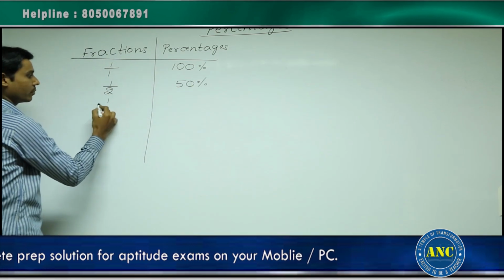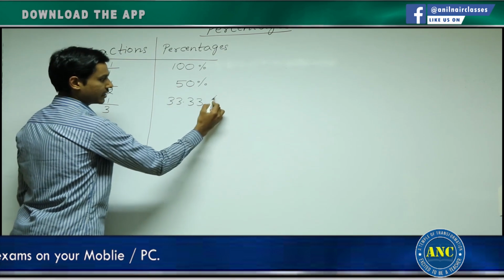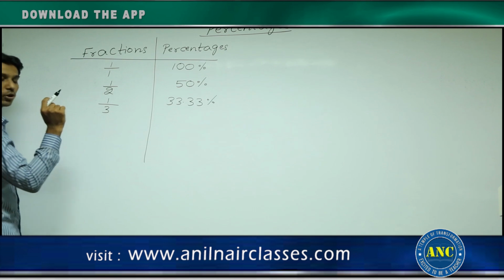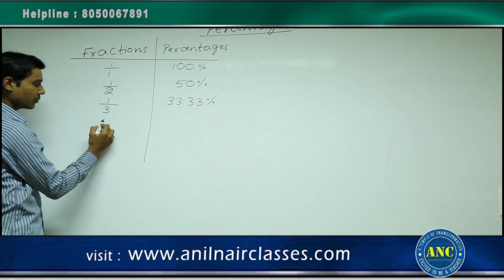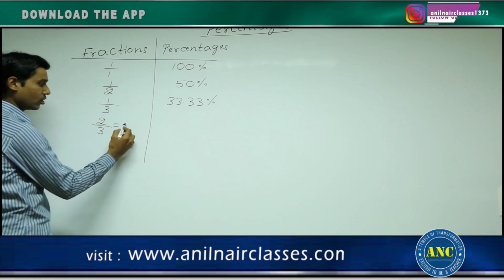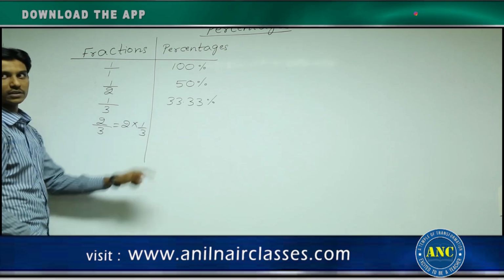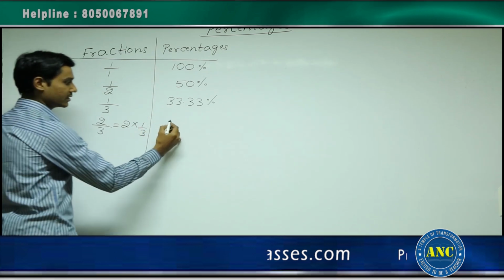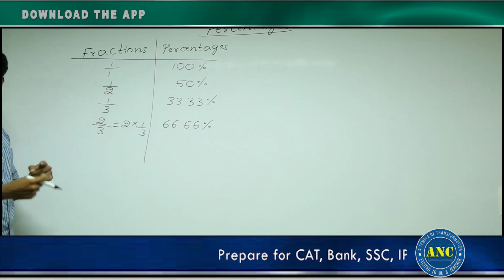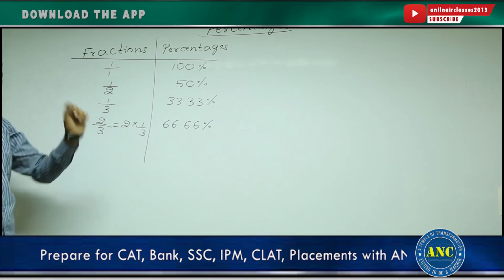Again if I increase my denominator, it becomes 1 by 3. 1 by 3 is nothing but 33.33%, right? Simultaneously I will also increase my numerator. If I increase my numerator, it becomes 2 by 3. 2 by 3 I can write as 2 into 1 by 3. What is 1 by 3? 33.33. 2 into 33.33 is 66.66%. Similarly, if I increase my numerator again, it becomes 3 by 3. 3 by 3 is 1, already written, right?